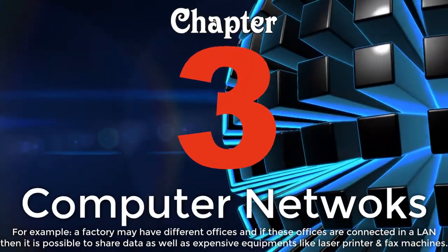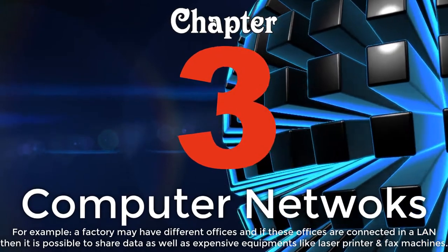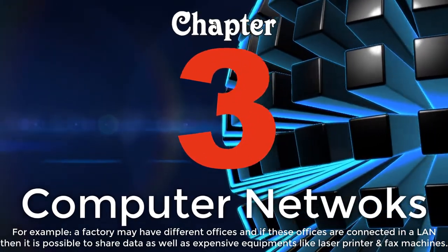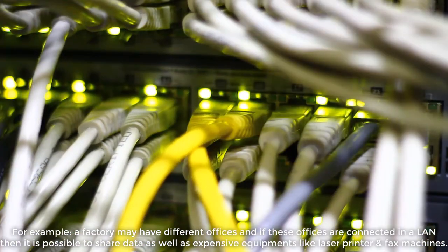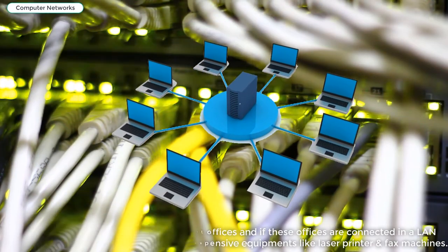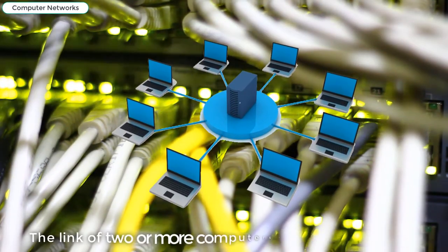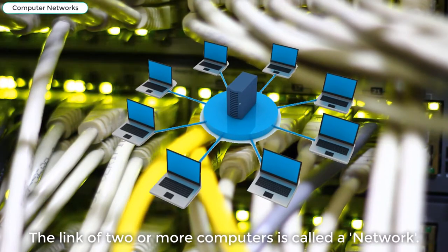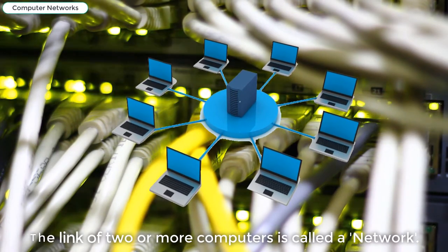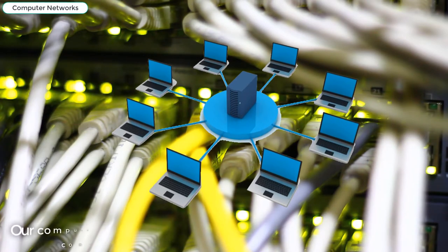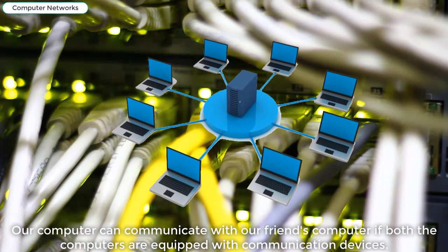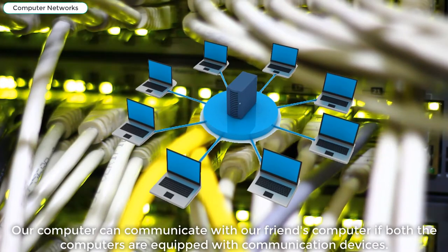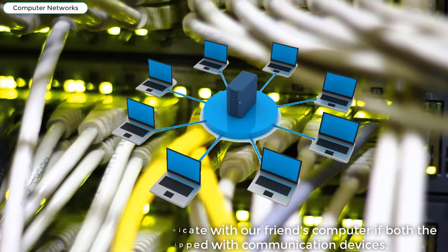Chapter 3. Computer Networks. In this chapter you will learn about computer networks. The link of two or more computers is called a network. Our computer can communicate with our friend's computer if both the computers are equipped with communication devices.